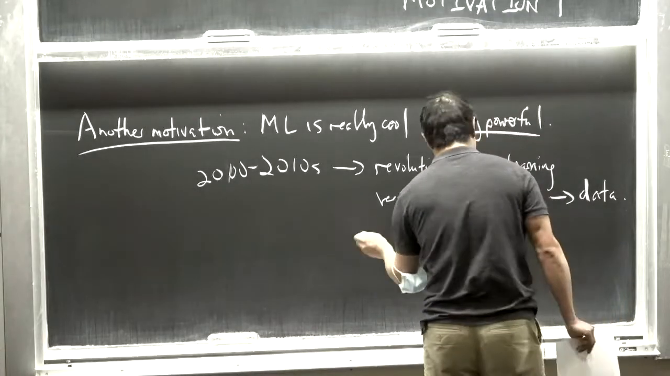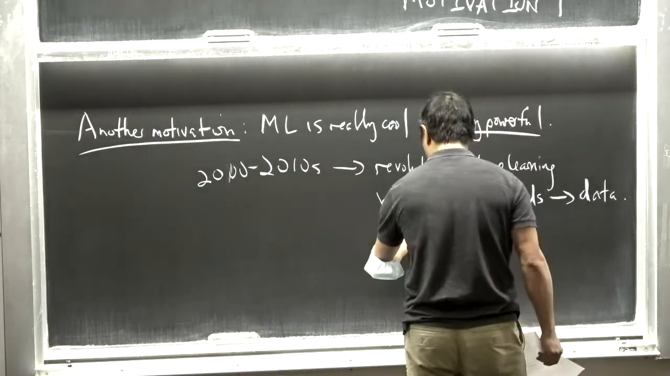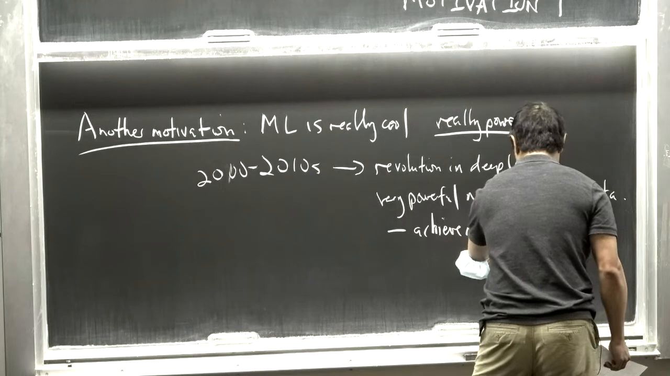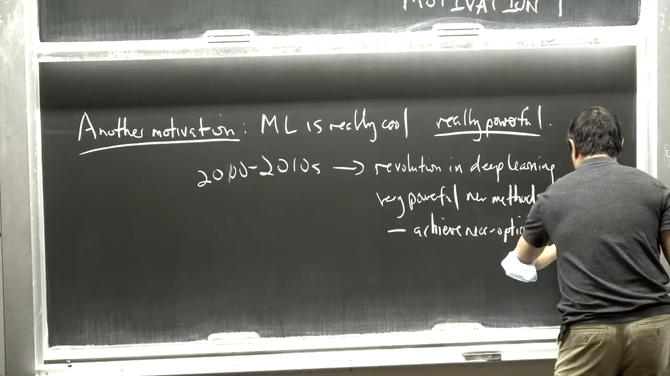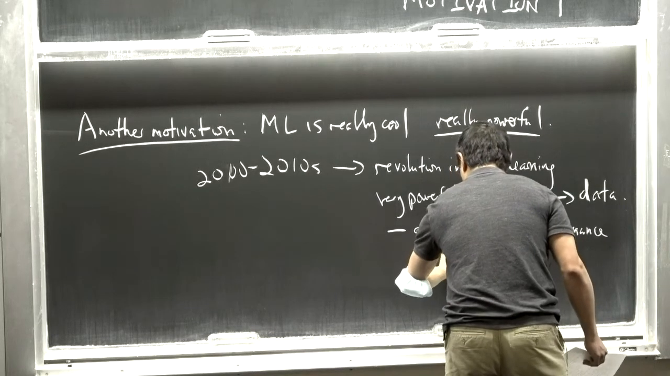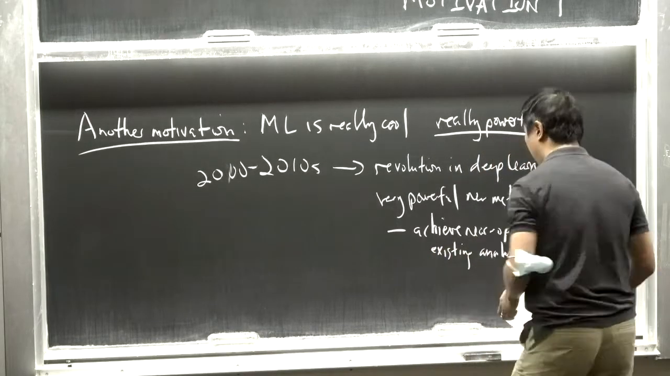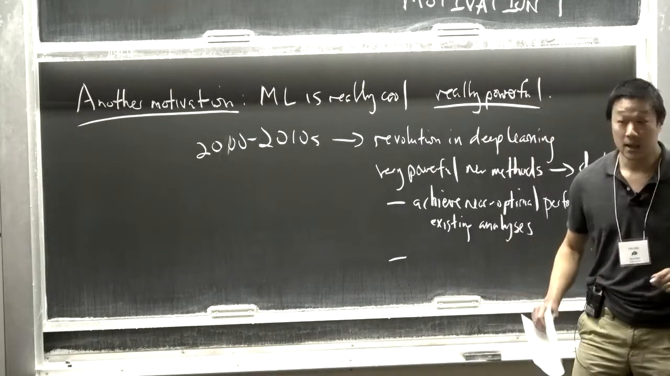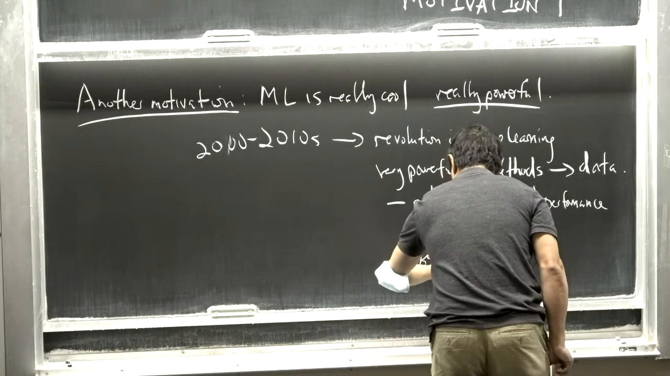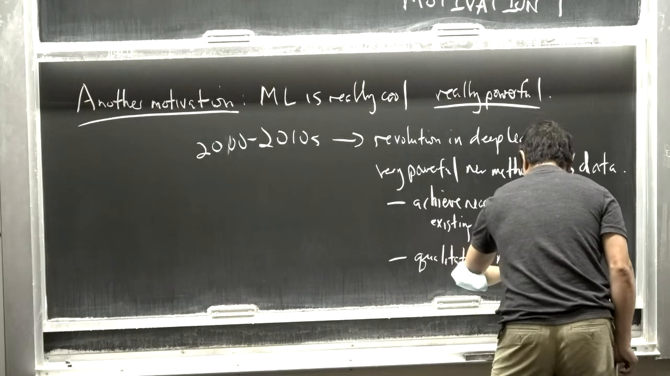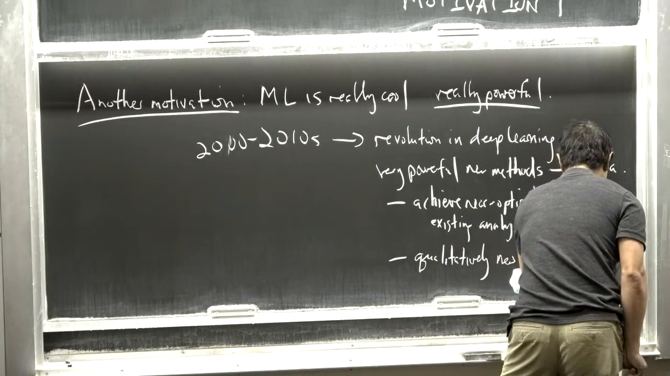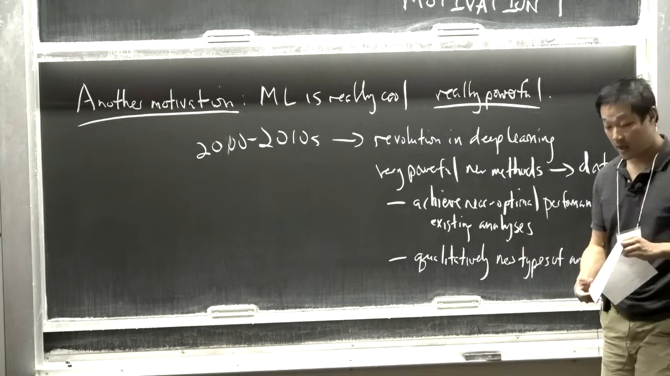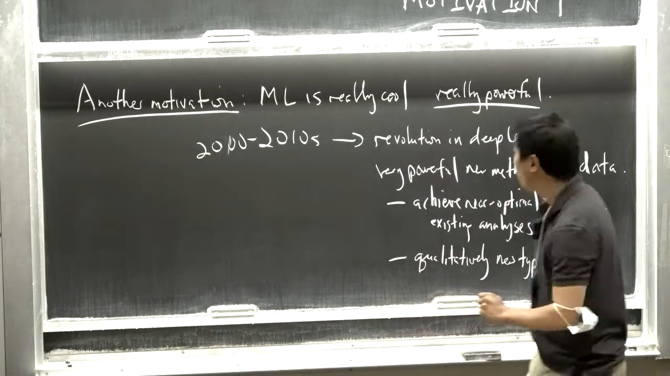And so with these powerful new methods, as we'll see in these lectures, you can achieve near optimal, essentially optimal performance in existing analyses. So that's nice. We can do what we were doing before, but we can do it better. And perhaps more interestingly, we can do qualitatively new types of analyses. And this will become especially apparent in the last lecture when we talk about anomaly detection and model-independent searches for new physics.